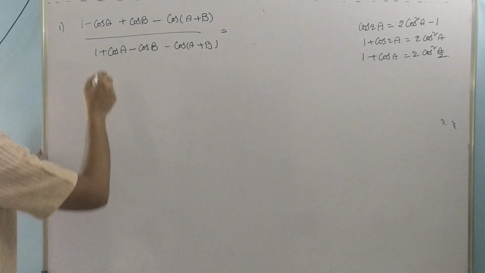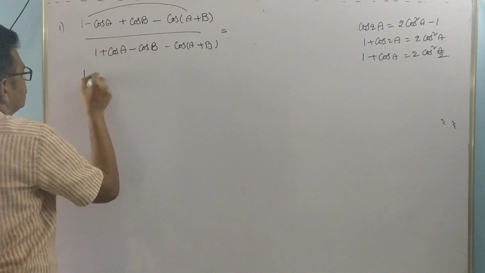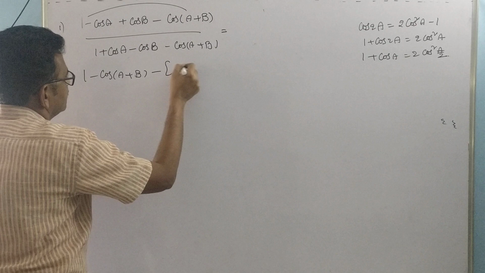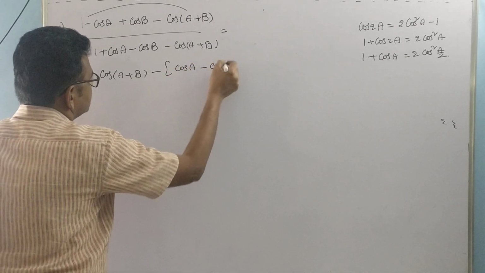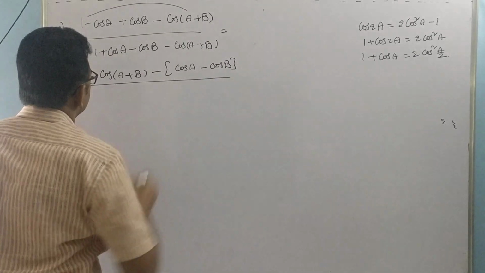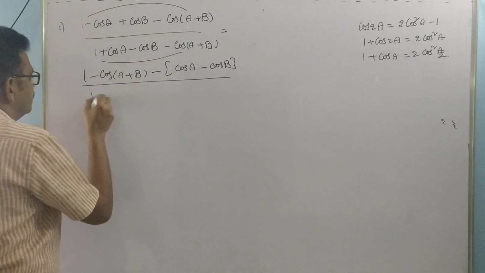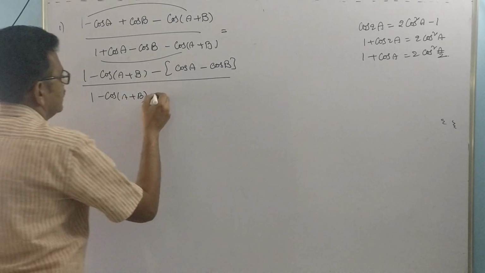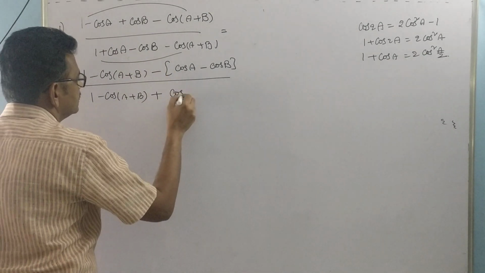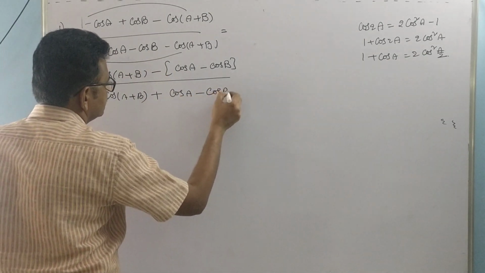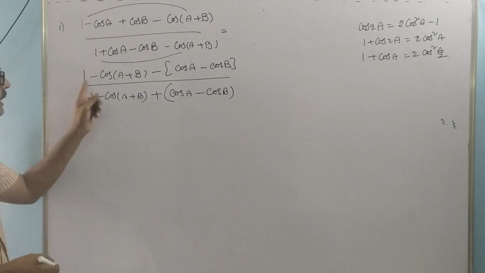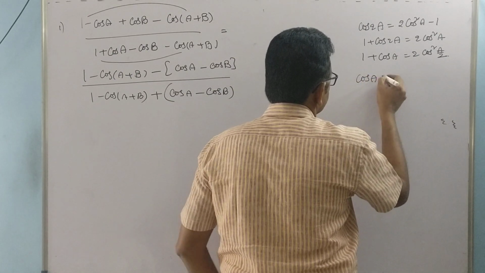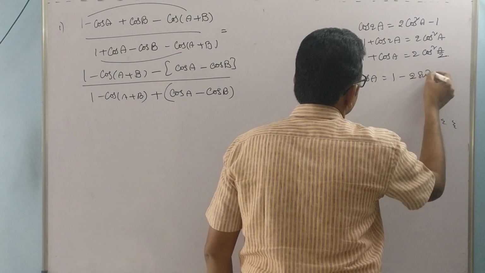Now first write these two terms, that is 1 − cos(A + B), and take minus common from cos A − cos B. So you can take 1 − cos(A + B), plus these two terms, cos A − cos B. What about the 1 − cos A formula? What about the cos A formula in terms of sin? 1 − 2 sin²(A/2).